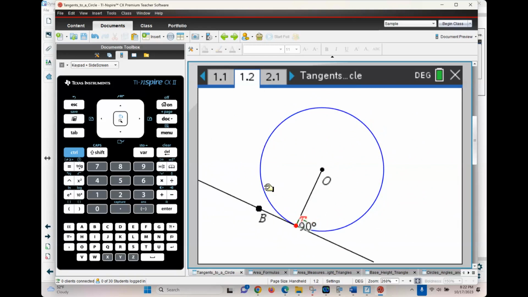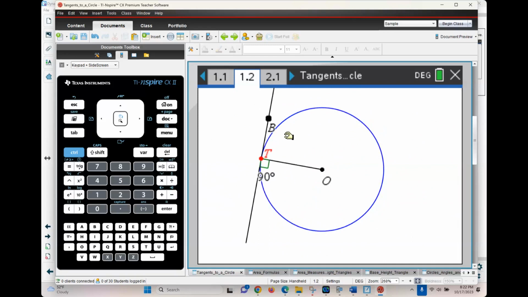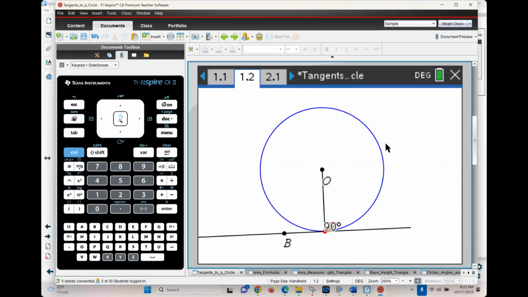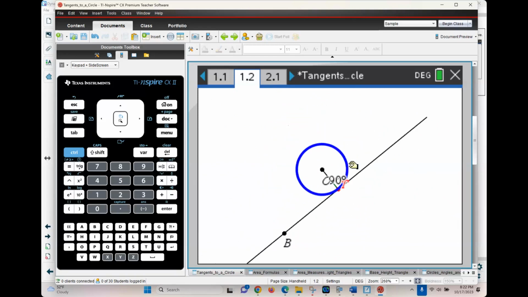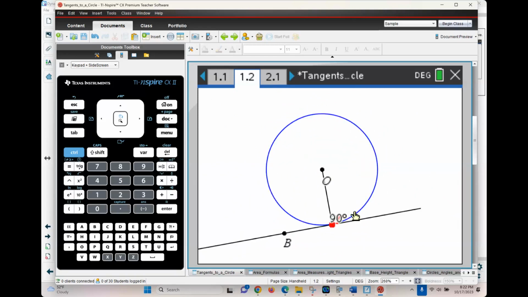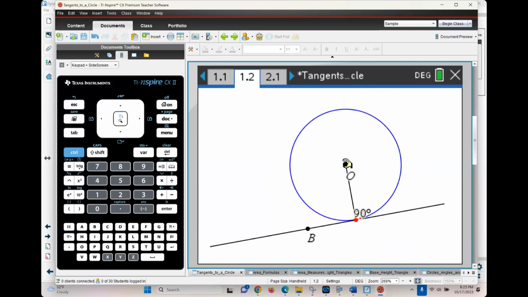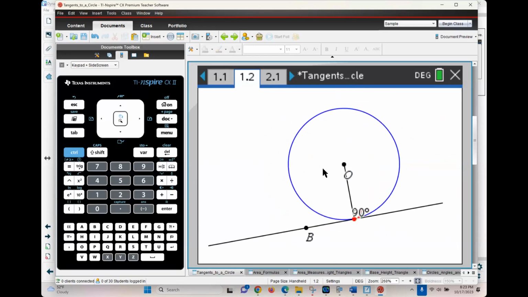So a tangent line drawn perpendicular to a radius is tangent to the circle. You're able to interact there. If you want to make the circle smaller, you can. If you want to grab point T, you can't. If you want to grab point O, you can. So there's certain things you can grab and certain things you can't. That's a cool thing for students to discover.